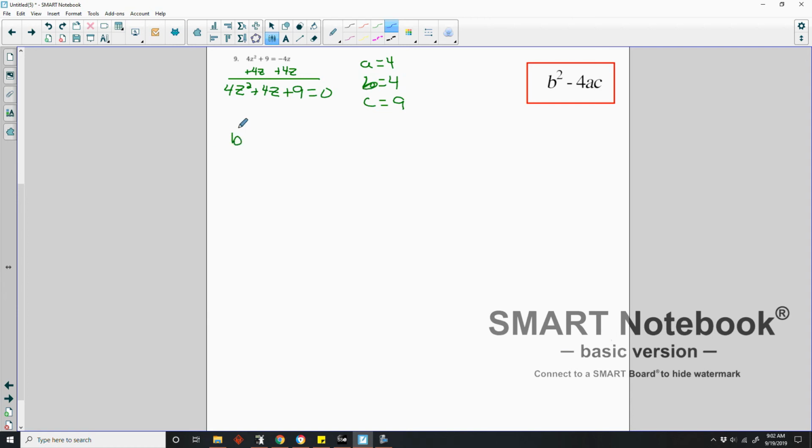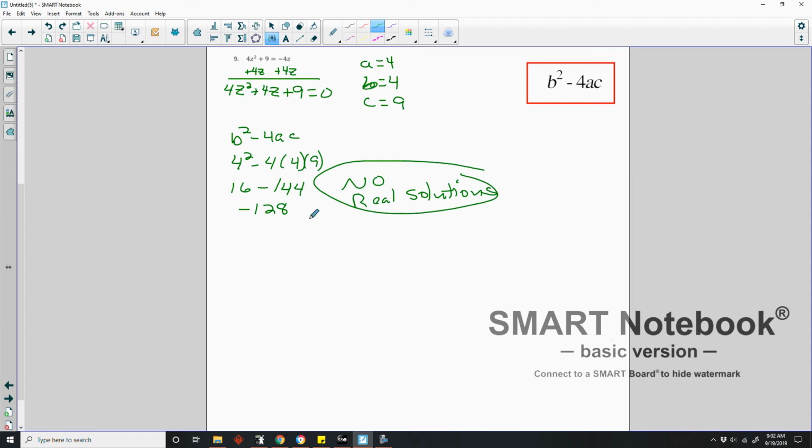So b squared minus 4ac, write this every time so you memorize it. B squared is 4 squared minus 4 times a times c, and we get 16 minus 9 times 4 is 36 times 4, 72, 144, and that'd be negative 128. It's negative, so no real solutions. Can't have a negative under the radical.